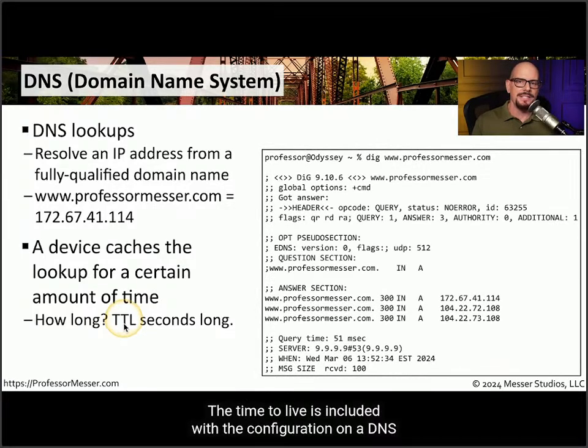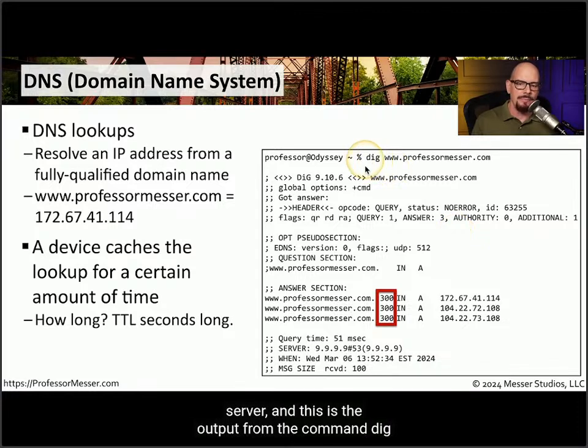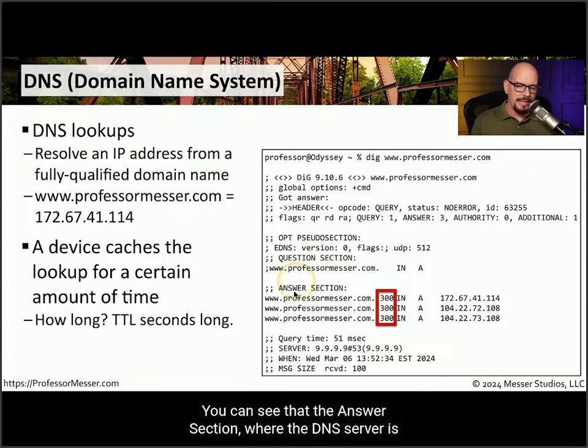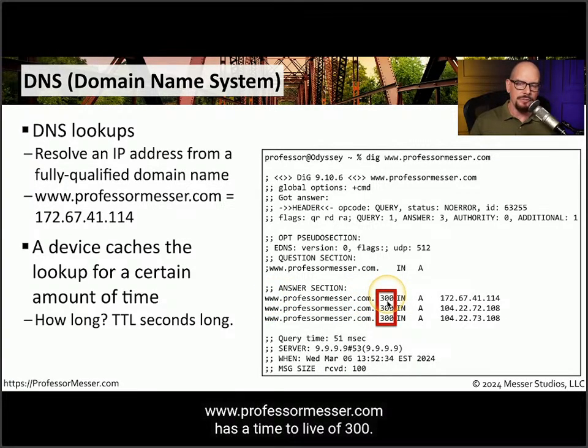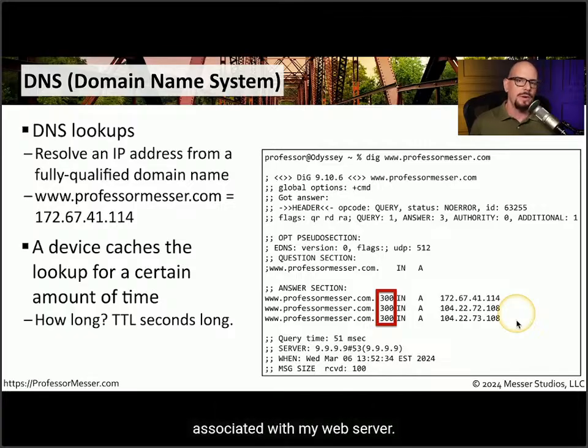The time to live is included with the configuration on a DNS server, and this is the output from the command dig www.professormesser.com. You can see that the answer section, where the DNS server is providing us information, says that www.professormesser.com has a time to live of 300. This is an internet address. The A is for address. And then we have 3 different IP addresses associated with my web server.